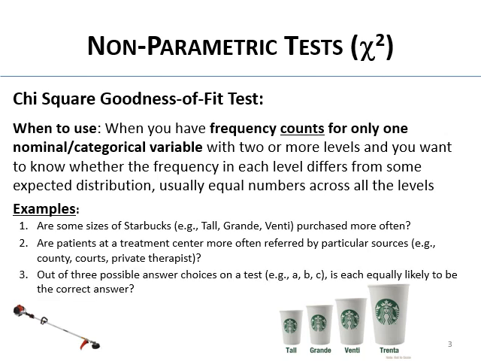And then out of 3 possible answer choices on a test, A, B, and C, for example, is each equally likely to be the correct answer? So if you wanted to know if that was the case, you would do a chi-square goodness of fit test, and it will compare the counts across the categories and let you know if they're equal or not.